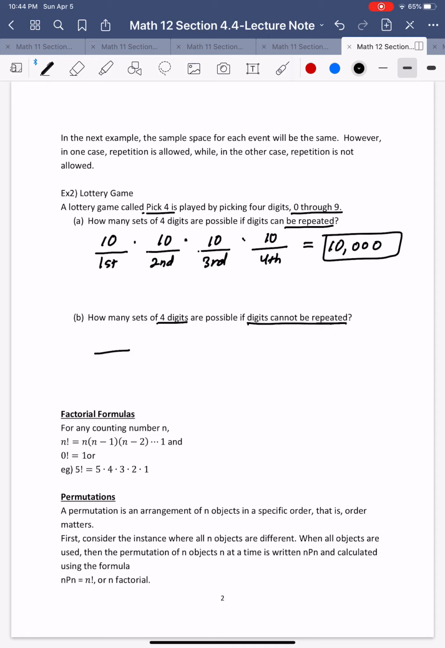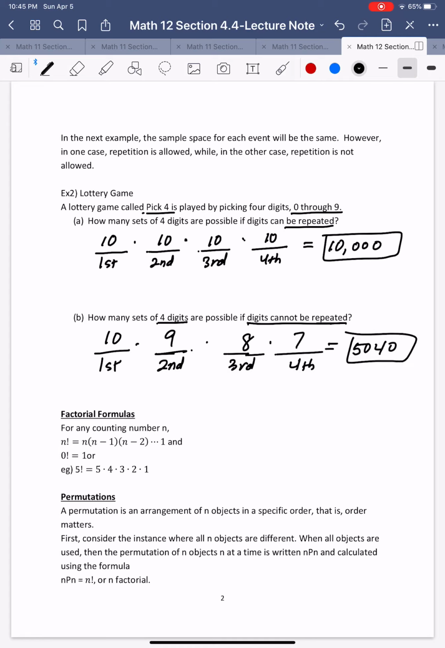So there will be 4 digits you choose. Okay, but once you take out a number, you cannot use it anymore. So first try, you have 10 numbers. Second try, now you have 9 numbers. Third try, now you have 8 numbers. Fourth try, you have 7 numbers. So multiply all of them together, you get 5,040 different ways, okay?